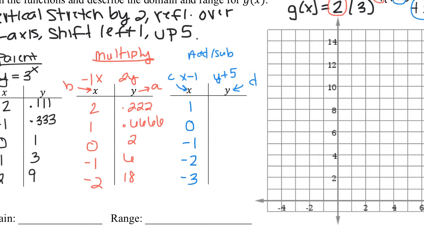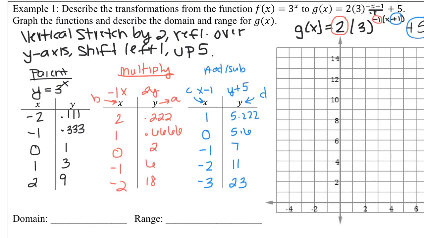Now for my Y's. 0.222 plus 5 is 5.222. This will be 5.6. I'm just going to round. 2 plus 5 makes 7. 6 plus 5 makes 11. And 18 plus 5 makes 23. So this is my final transformation table. So this blue one is the end result of all my transformations.